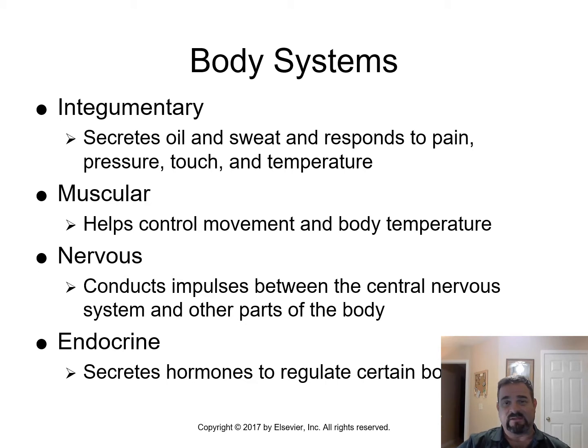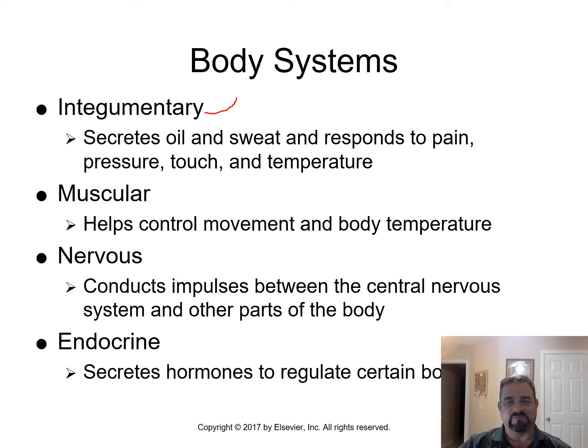So let's talk about specific body systems. Integumentary. Hey guys, that's the skin. If you remember back in your training days of 101 anatomy physiology, it secretes oil and sweat in response to pain, pressure, touch, and temperature. It is the largest organ of the body, and it does a really immaculate job in preserving us and maintaining homeostasis. Then you have the muscular system, which helps control movement and body temperature.